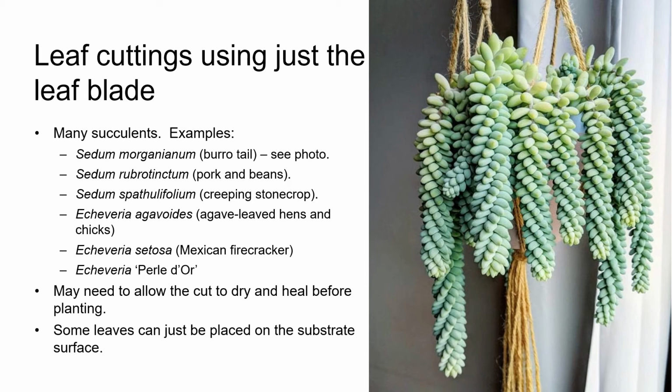While many succulents root easily from leaf cuttings, this doesn't necessarily make this the best method of propagation. It can take a long time for a leaf cutting to grow into a plant of marketable size, so if cutting material isn't limited, it may be quicker to use stem cuttings or divisions or separation, which will be discussed in another module. A good example is the burrowtail sedum in the photo here. It can easily be propagated from leaf cuttings, but it would take years to produce a plant of this size from a single leaf, or even from several leaves.